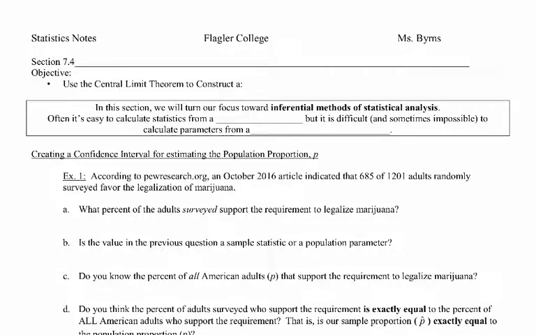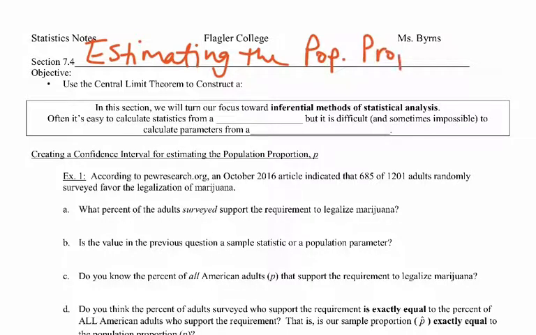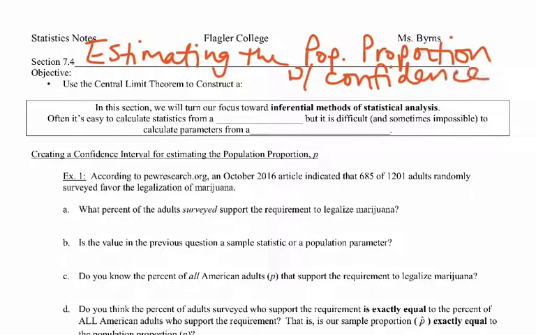So let's take a look at our last section in Chapter 7. The name of this section is Estimating the population, I'm going to abbreviate and say the population proportion with confidence intervals. So we're going to use confidence intervals to come up with an estimate for what we think is the population proportion, or the parameter for the population. We're going to use the central limit theorem to construct a confidence interval.